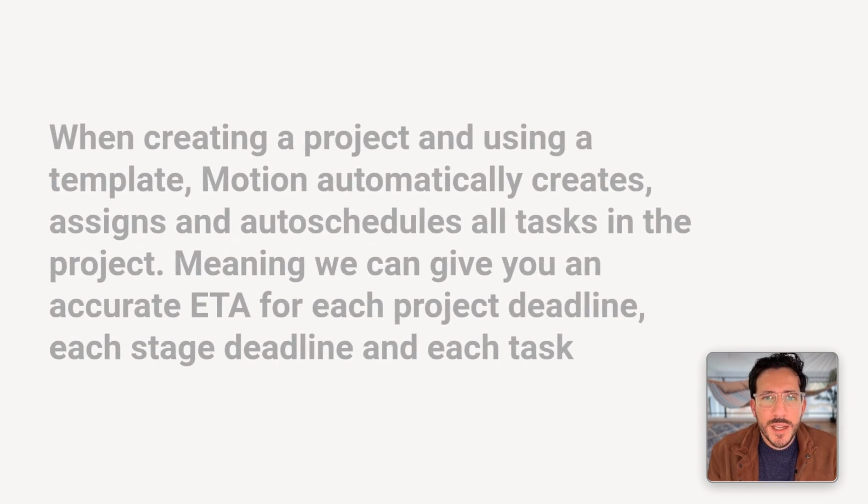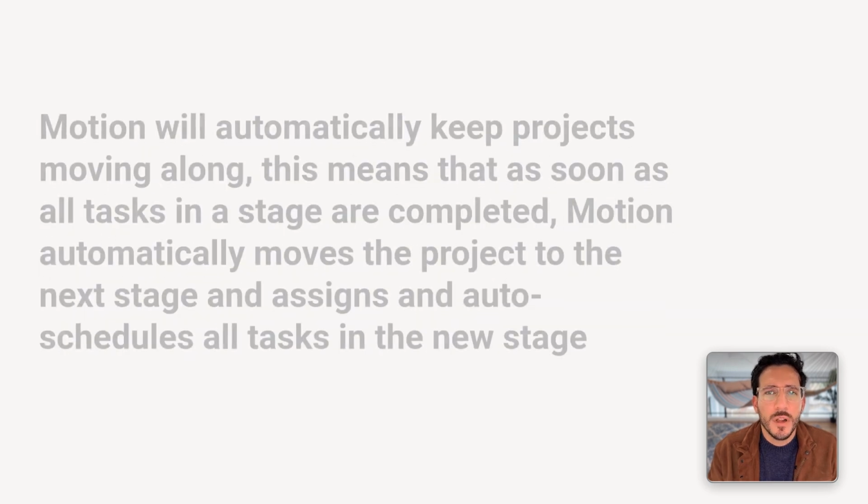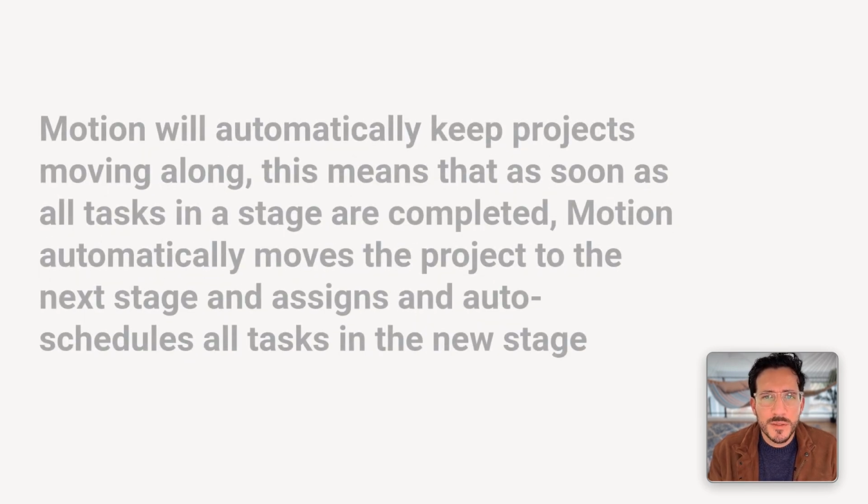Third, when creating a project and using a template, Motion automatically creates, assigns, and auto-schedules all tasks in the project, meaning that Motion can give you the most accurate ETA in the industry for each project deadline, each stage deadline, and each task. Fourth, Motion automatically keeps projects moving along. This means that as soon as all tasks in a stage are completed, Motion automatically moves the project to the next stage and assigns and auto-schedules all tasks in the new stage.